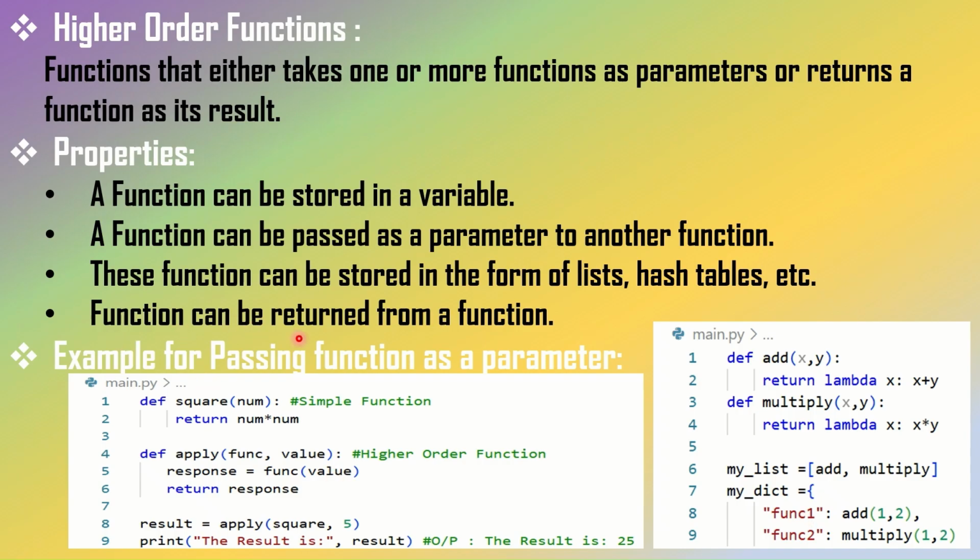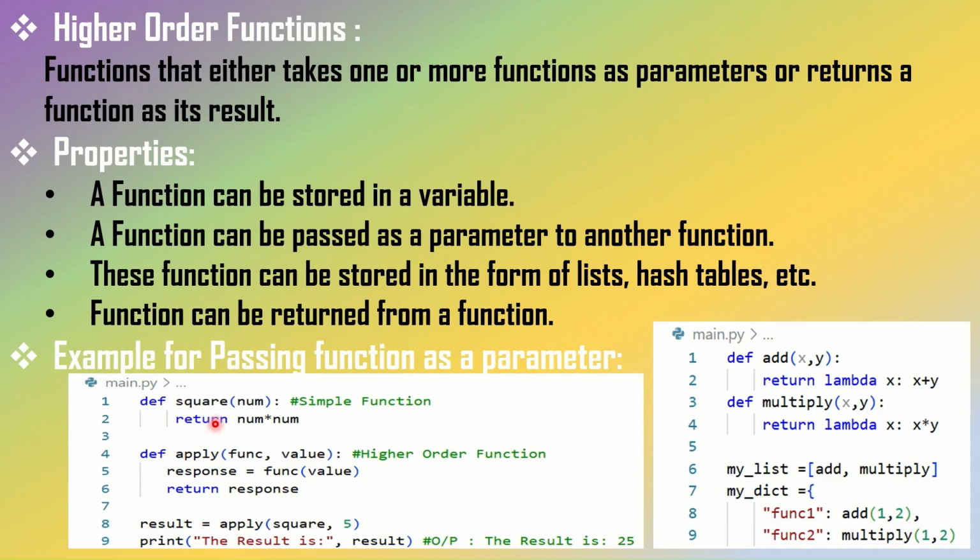And the last property is that a function can be returned from a function. Like here itself, we are seeing this function is returning another lambda function. This is also a function, and this function is returning another function. So these are the 4 important properties that higher order functions have. And now let's see how we can pass a function as a parameter. Here you can see in this example, I have defined 2 functions.